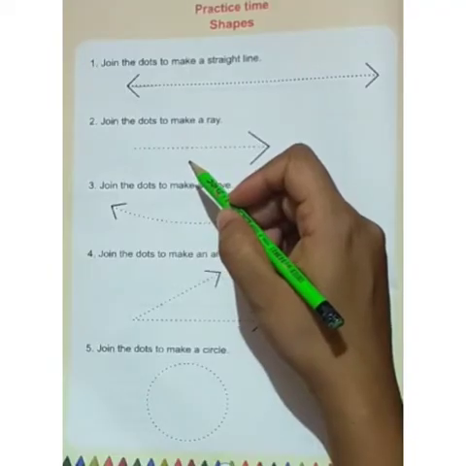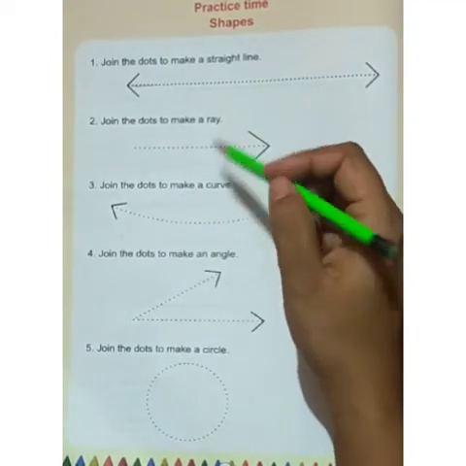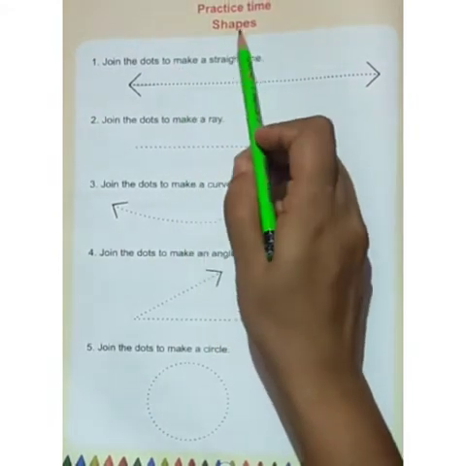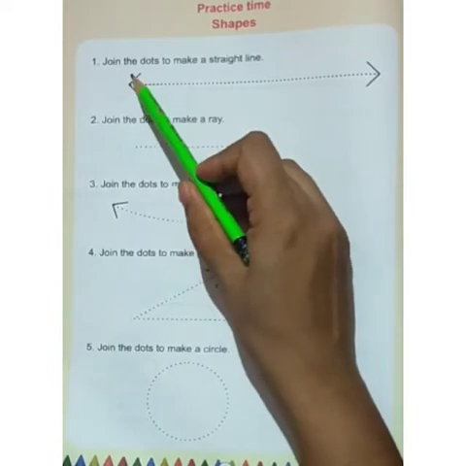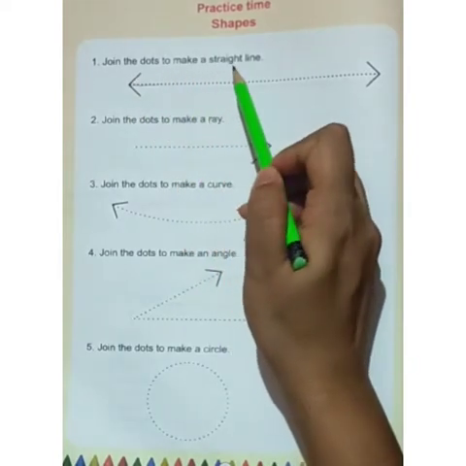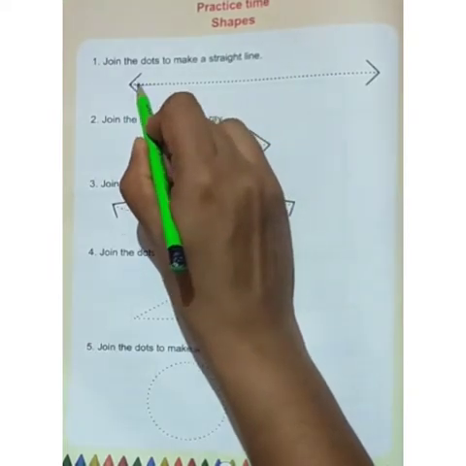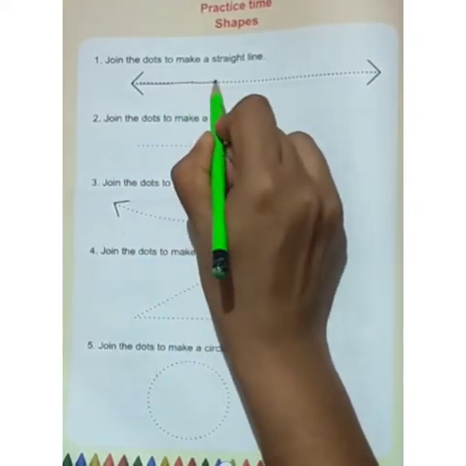Dear student, this week we are going to learn shapes. Take page number 13. Practice 10 shapes. Join the dots to make a straight line. We'll be joining the dot from here, children. Join the dot.